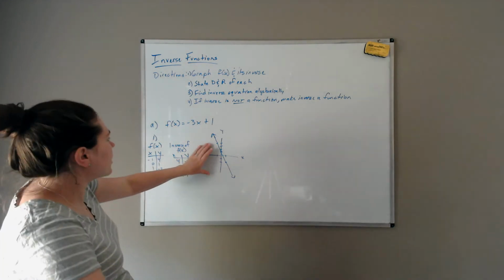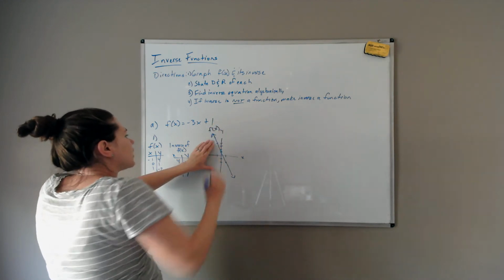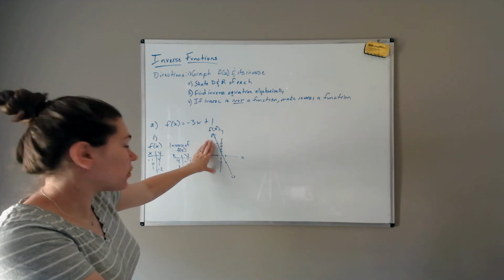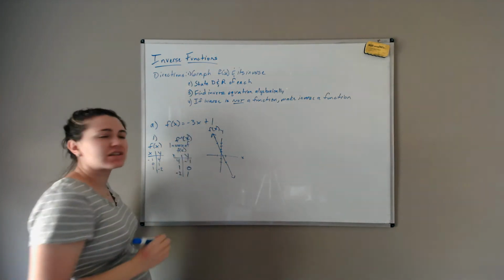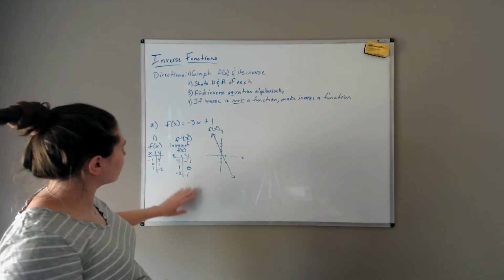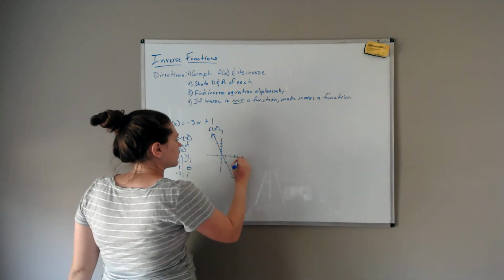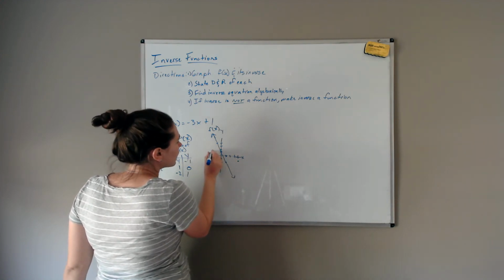Now look, this is the graph of f of x, right? Does f of x pass the horizontal line test? Yes. So what does that mean? That means the inverse is a function, okay? The inverse is a function. So 4, negative 1, 1, 0, and negative 2, 1, okay?